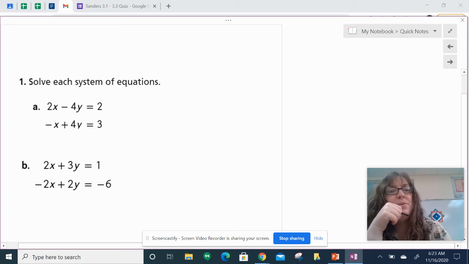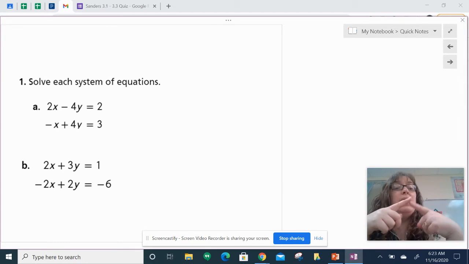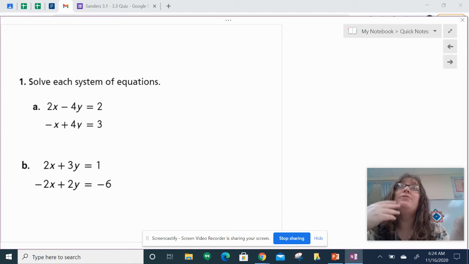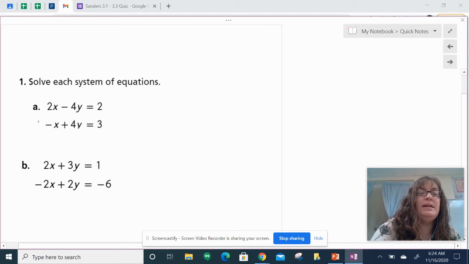So let's try another one together, and then I'll have you do one on your own. So step 1, are they all lined up correctly? They look good to me. Step 2, do we have opposites? 2x and negative x, not opposite. They are opposite signs, but not opposite numbers. But negative 4y and positive 4y are opposites. So we're ready to add to eliminate.